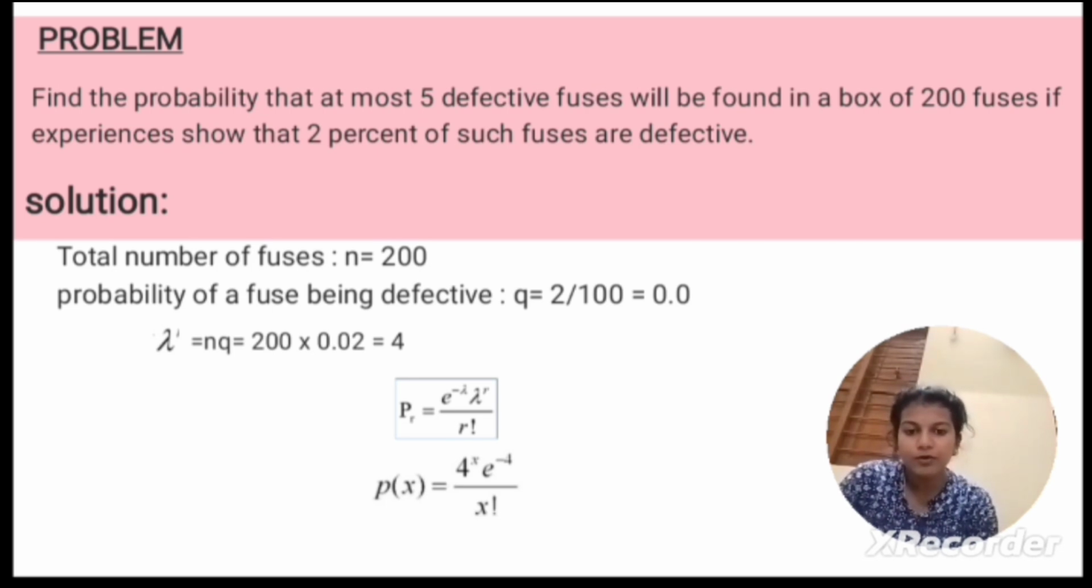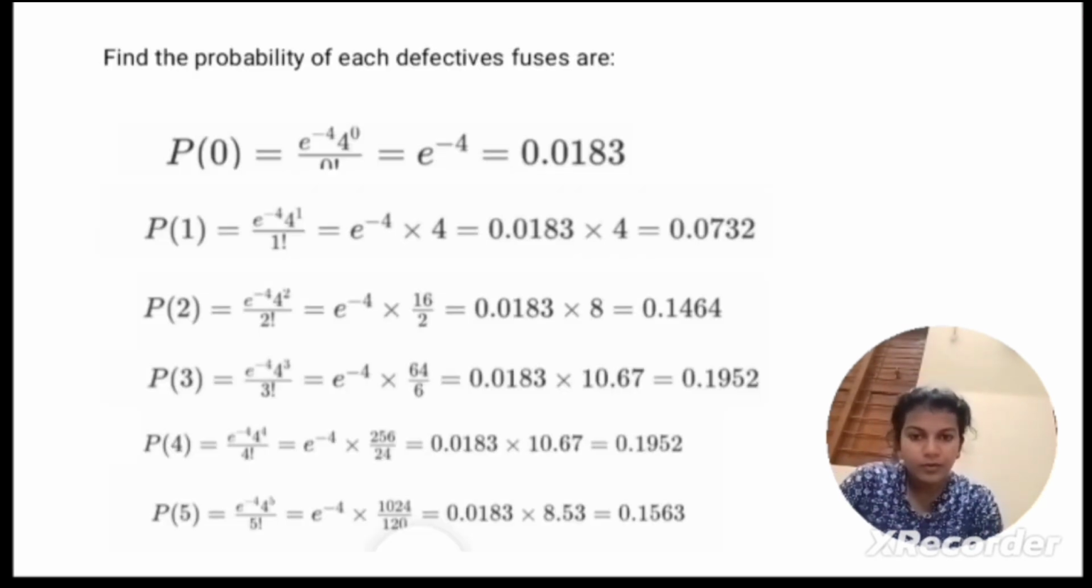P(r) equal to e power minus lambda into lambda power r divided by r factorial. Here also r is considered to be x. So P(x) equal to 4 power x into e power minus 4 divided by x factorial. Same as the previous problem, here also we find the probability of each number of defective fuses, that is P(0), P(1), P(2), P(3), P(4) and P(5).